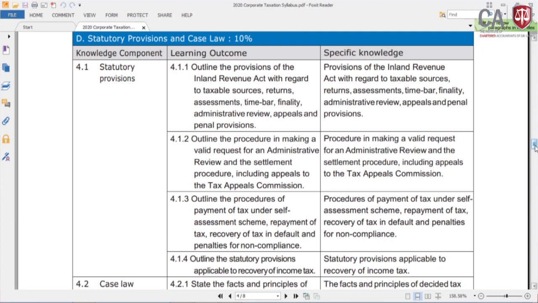Next, outline the procedure in making a valid request for an administrative review, for an appeal, and the settlement procedure including appeals to the Tax Appeals Commission. Done. Next, outline the procedure of payment of tax under the self-assessment scheme, repayment of tax, recovery of tax in default and penalties for non-compliances, and outline the statutory provisions applicable to recovery of income tax.